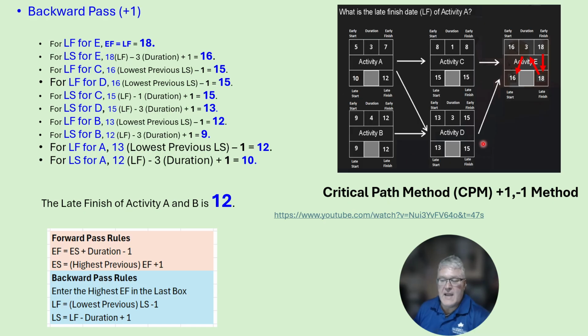Again, we take a look at activity D. We use the same rule. We have 16 from the previous, we subtract 1, and for activity D, we get a late finish of 15.